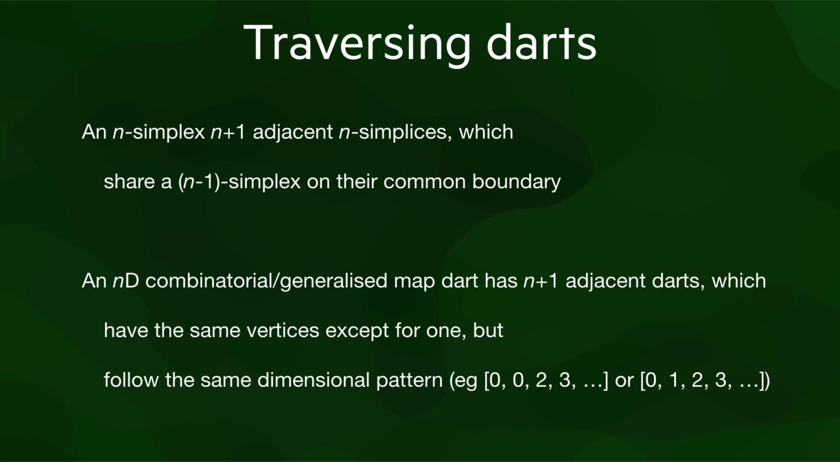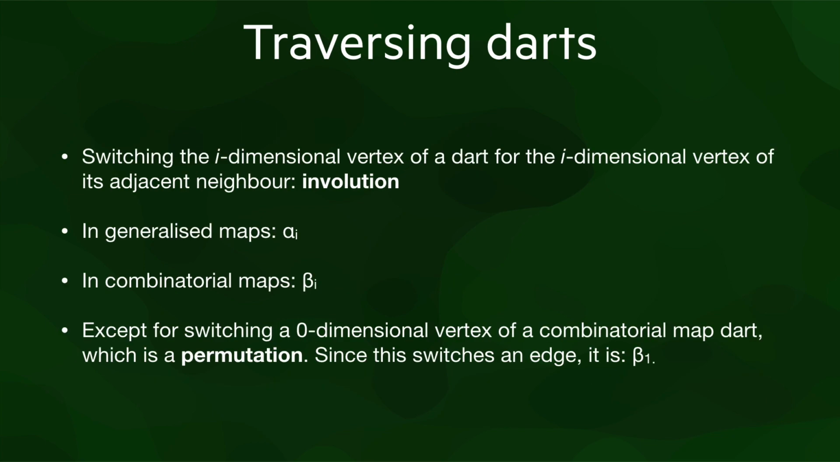And because darts always have the pattern of vertices of different dimensions that we discussed before, when we move from a dart to its adjacent neighbor, we are simply switching one of its vertices for another of the same dimension. This operation to switch a vertex of a dart for the vertex of its neighbor that has its same dimension is known as an involution. This term means that a mathematical operation is its own inverse, which is true here, since doing the same operation twice returns us to the original dart. In generalized maps, this is denoted as alpha i, where the i is the dimension that we're switching. In combinatorial maps, this is instead denoted as beta i.